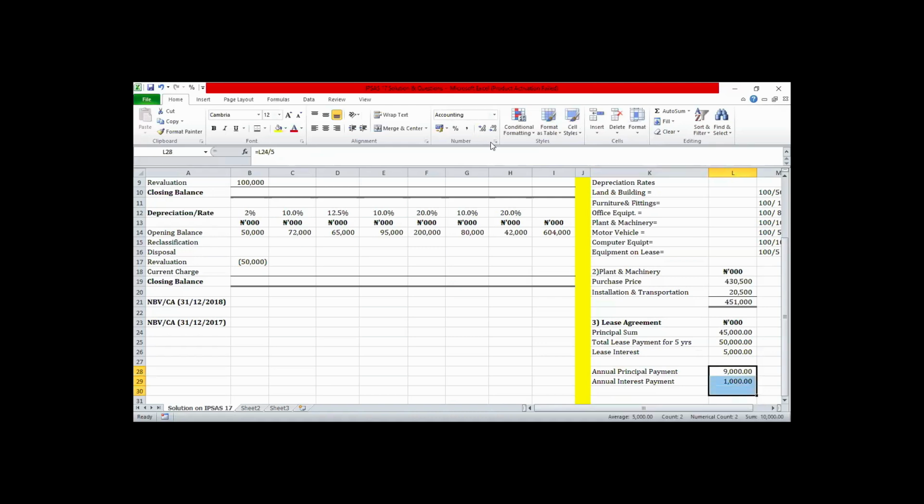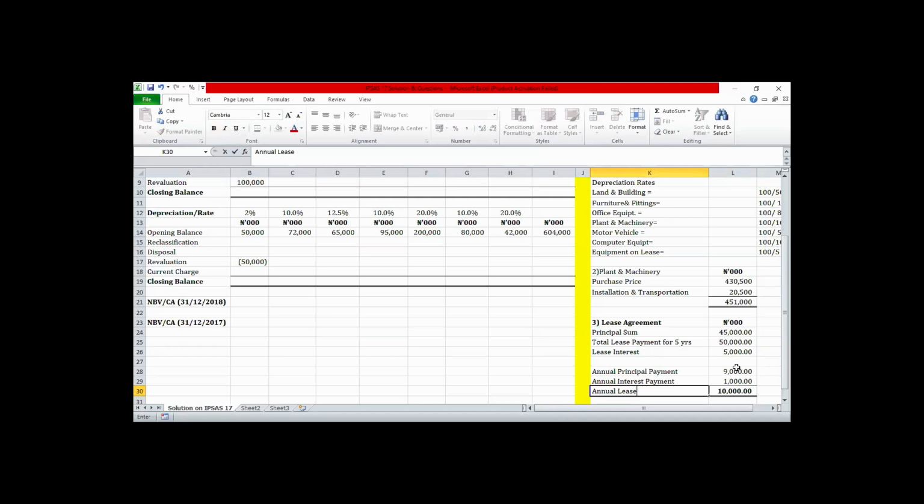Yes, sir. That is the 10,000 you are paying annually, which is the annual lease payment. Is it clear? Which means the principal and the interest is meant to be capitalized.